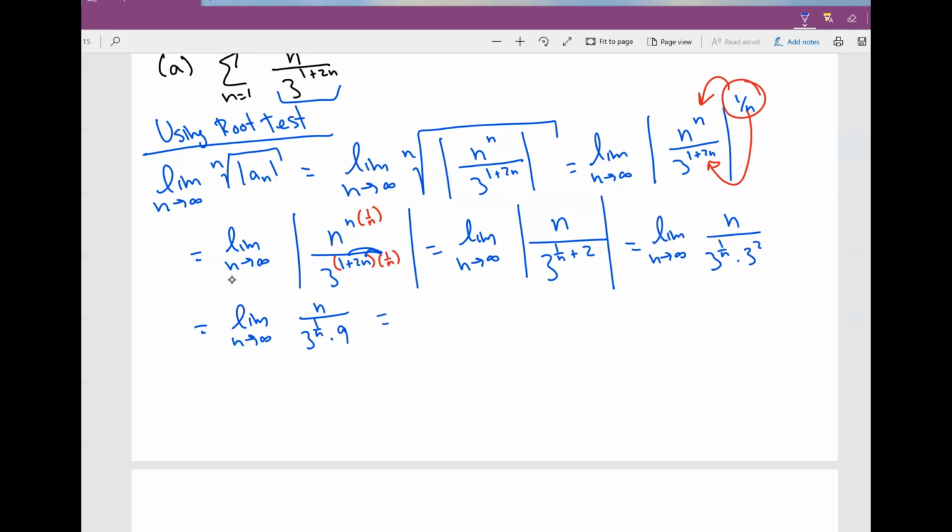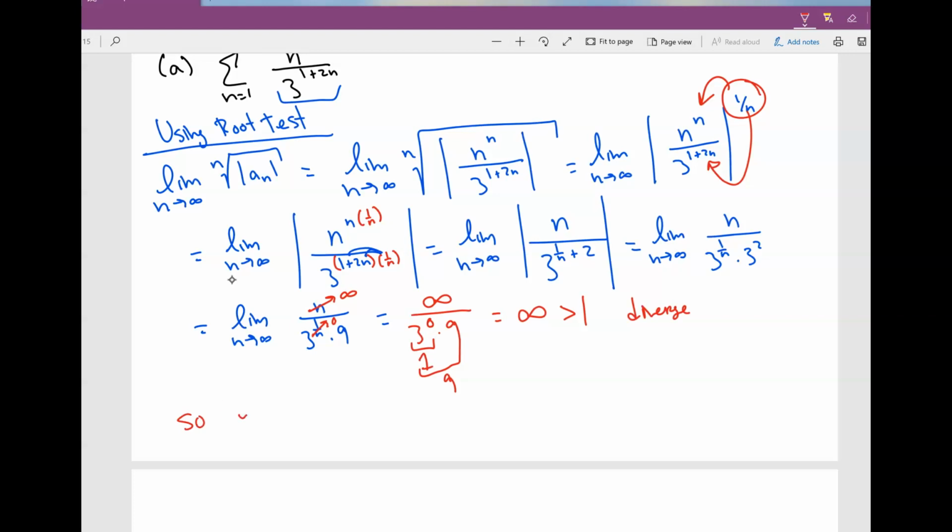Okay, now I'm going to go ahead and put in infinity. So this guy right here is going to go to infinity, because you just plug in infinity, you're going to get infinity. This thing is going to go to 0. Okay, so what you're basically going to have is infinity over 3 to the 0 power times 9. 3 to the 0 power is just going to give me 1. So 1 times 9 is going to give me a 9. Infinity divided by 9 is just going to give me infinity, which is greater than 1. And when it's greater than 1, it's going to diverge.